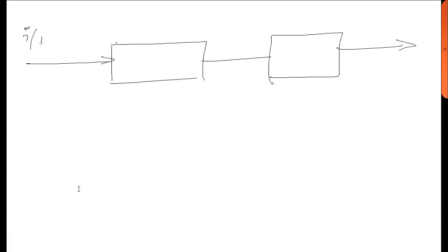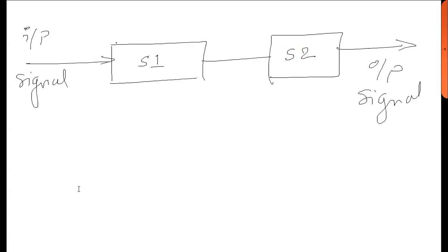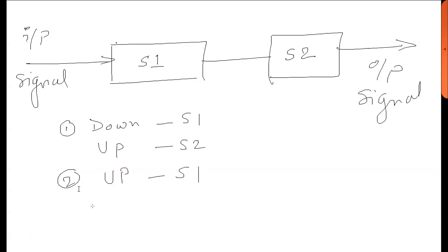Block diagram of two-stage sample rate converter looks like this. This is input signal and this is output signal. The first block will have a sample rate say S1 and another say S2. In first case, let's consider that we are downsampling in S1 and we are upsampling in S2. In second case, we consider that we are upsampling in S1 and downsampling in S2.